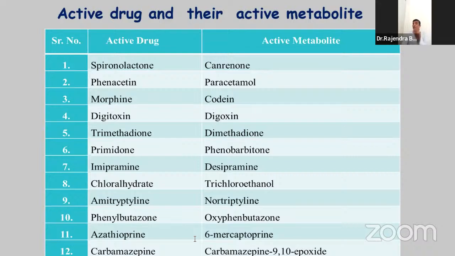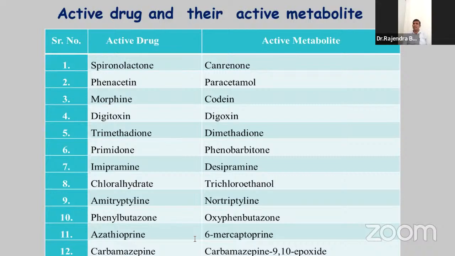Write down, this is a well-known and newer drug, an aldosterone antagonist, that is eplerenone. Okay, so in potassium sparing diuretics, there are aldosterone antagonists, spironolactone and eplerenone. Next is phenacetin, which is the oldest drug, the active metabolite is paracetamol. Morphine, that is codeine. Whenever methylation of the morphine takes place, you will get codeine.